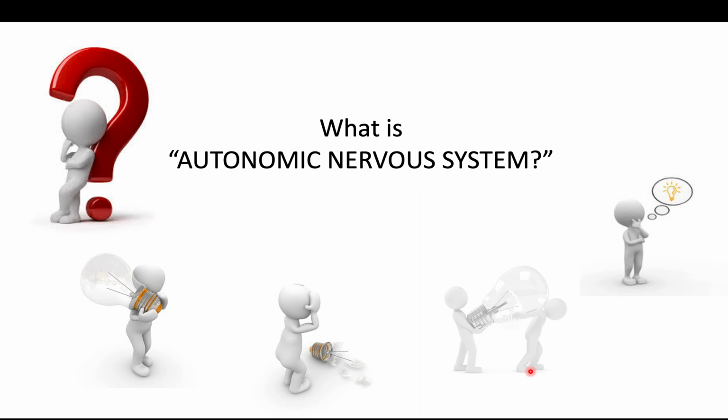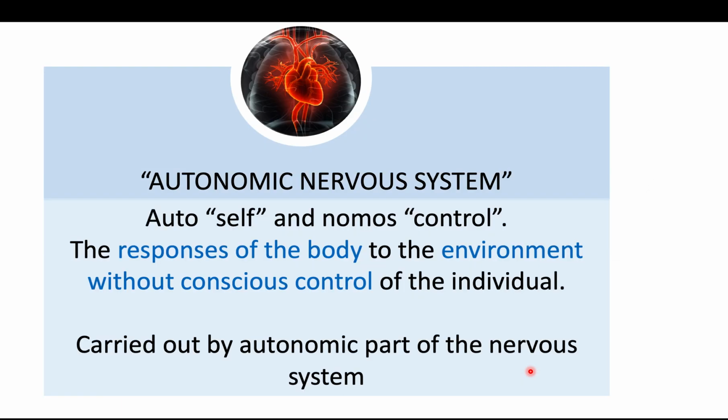Okay, so then what is the autonomic nervous system? When it comes to its name, auto means self, nomos means control. So the autonomic nervous system is actually the system that is automatically controlled. It is the response of the body to the environment without conscious control.